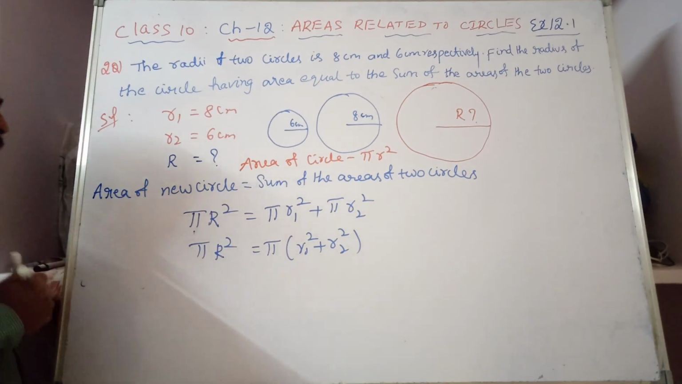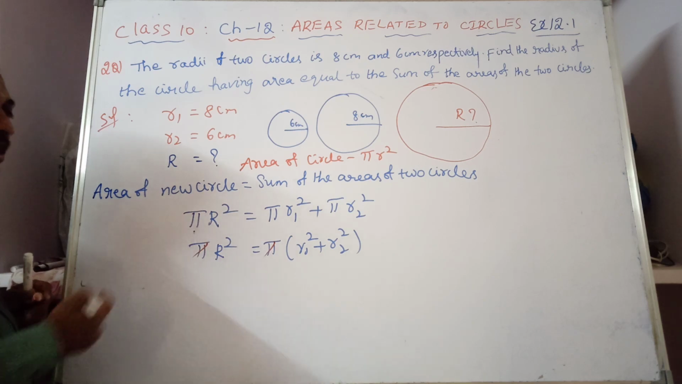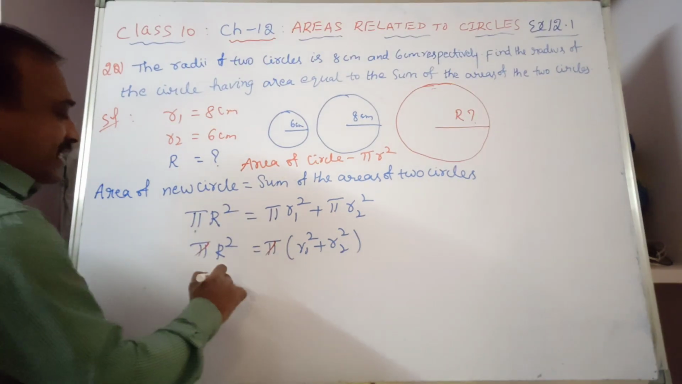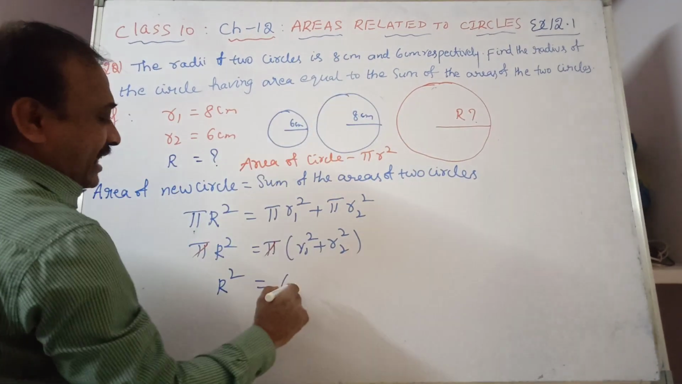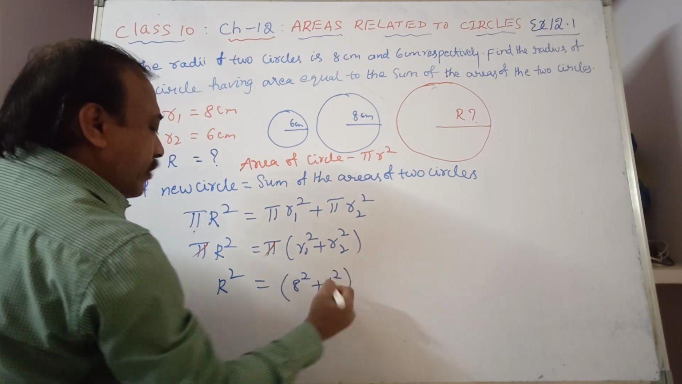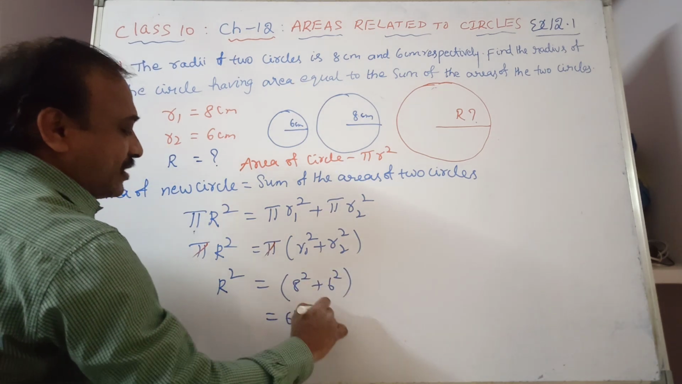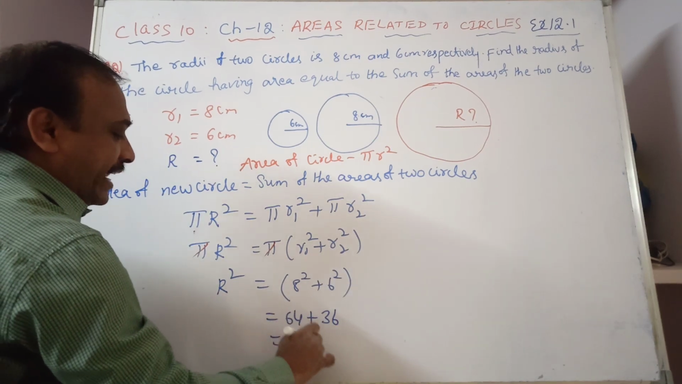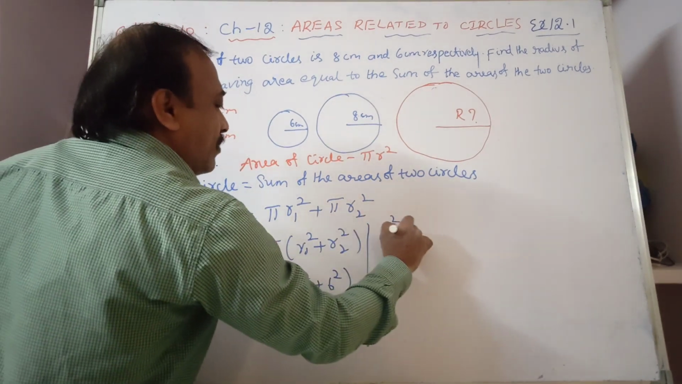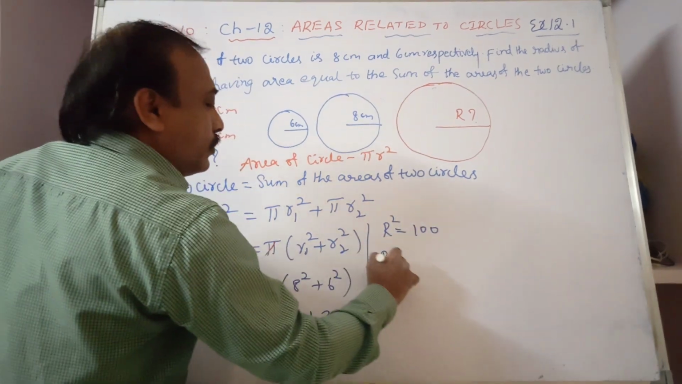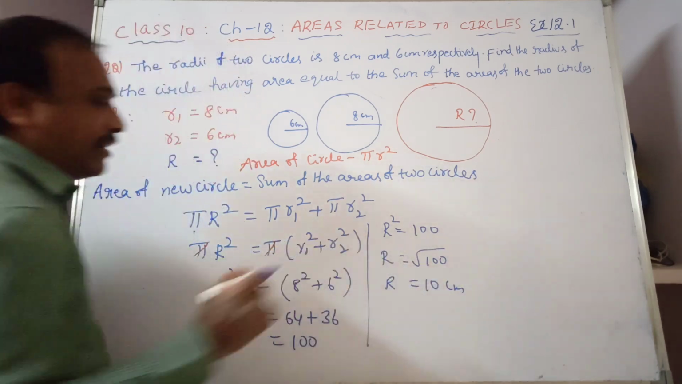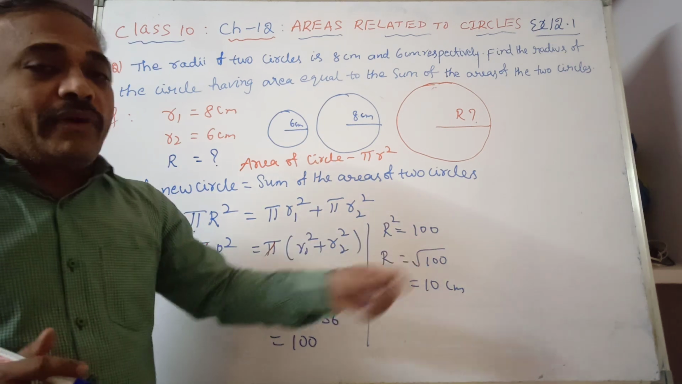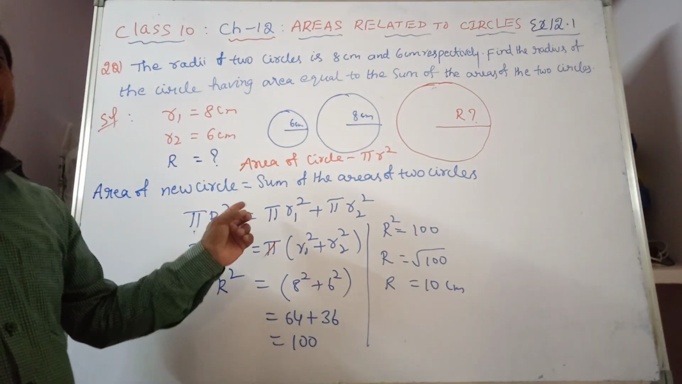Observe it here, we can cancel pi and pi because it is the same number on both sides of the equal sign. Then capital R square is equal to r1 square plus r2 square, where one is 8 and another one is 6. So 8 square plus 6 square, as we know, is 64 plus 36, which is equal to 100. Now capital R square is equal to 100. Then R is equal to root of 100, which gives you 10 centimeters. We take only the positive value, as a square root has two values, plus and minus, but a radius will not be negative, so we consider the positive value.